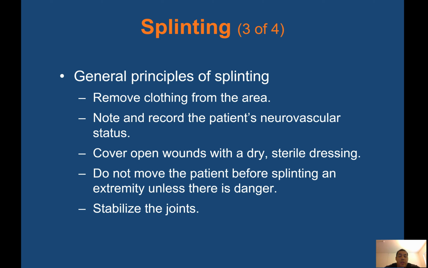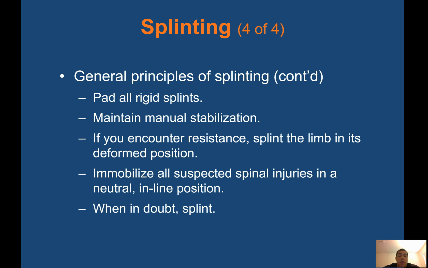General principles of splinting: remove clothing from the area, note and record the patient's neurovascular status, cover open wounds with a dry, sterile dressing, do not move the patient before splinting an extremity unless there is danger, stabilize the joints, pad all rigid splints, and maintain manual stabilization. If you encounter resistance, splint the limb in its deformed position. Immobilize all suspected spinal injuries in a neutral inline position. When in doubt, splint.